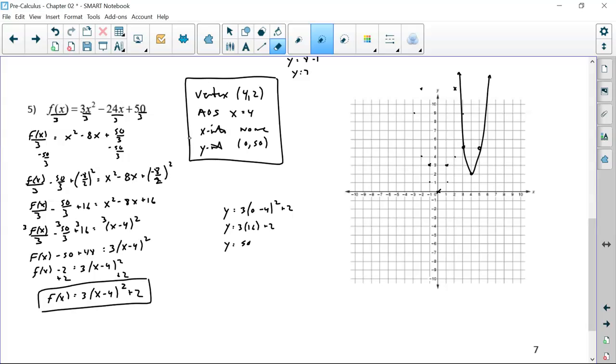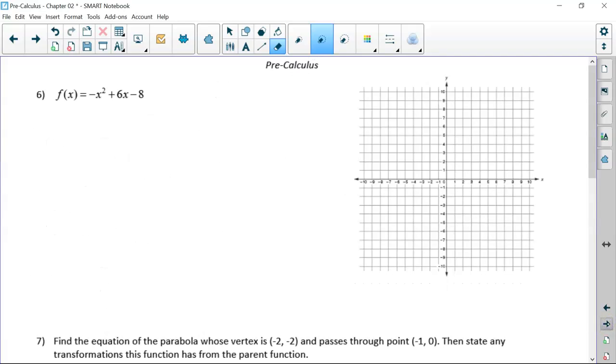Let's go to the next page, please. Let's do one more graph. So now we have a negative leading coefficient. So once again, we have to divide everything by -1.